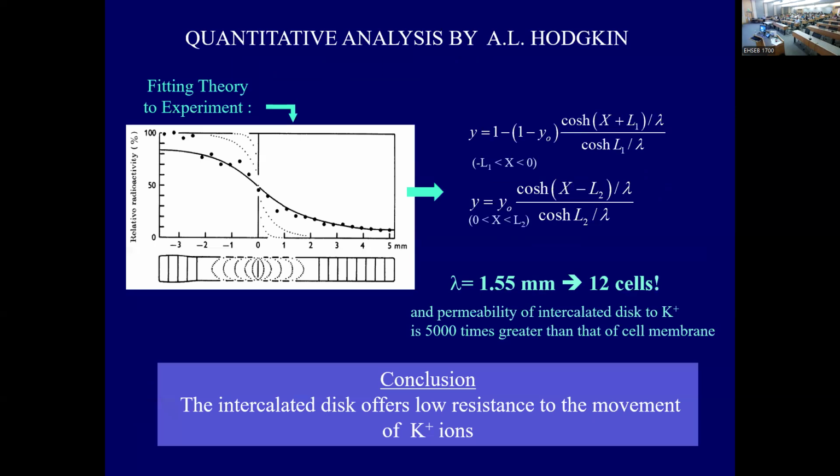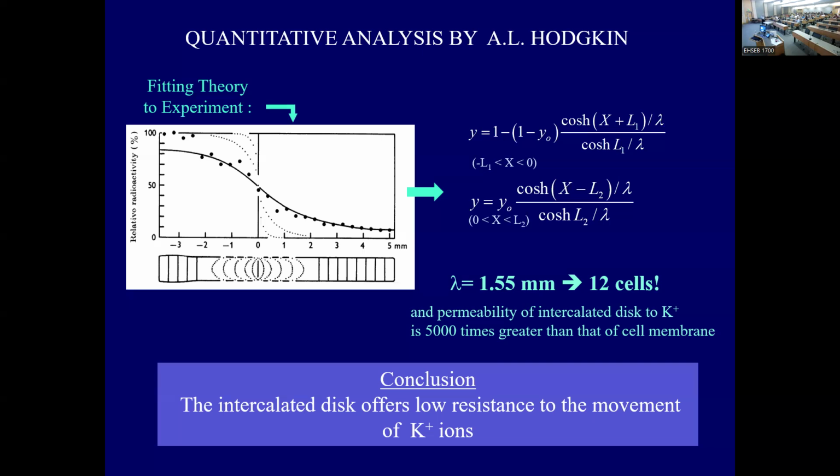So these are the results with the quantitative analysis from Hodgkin. You can see the profile of potassium concentration as it goes through the system. This is the mathematical expression that you can see here in the solid line among the experimentally measured dots. And what you should take home as a message is the finding that lambda, the critical length, that tells you how far cells communicate in terms of potassium diffusion, was 1.55 millimeter.